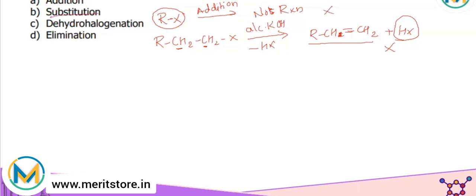The only option left is substitution. If I show the substitution reaction, an alkyl halide is converted into alcohol just by substitution using aqueous KOH. This aqueous KOH hydroxyl group replaces the halogen to give you an alcohol. This is the only possible reaction where the alkyl halide can be converted into an alcohol, that is substitution. So the correct answer is option B.